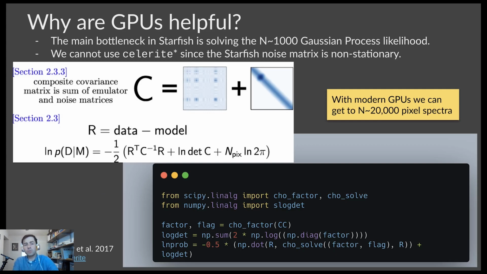Why? Well, GPUs are helpful because the main computational bottleneck in Starfish right now is basically inverting a 1000 by 1000 matrix for the Gaussian processes. You can't use celerite, which is a really fast version of GPs, because our matrices are inherently non-stationary, which is incompatible with celerite. But with a GPU, you could solve exactly this matrix inversion with up to, in my experience on modern GPUs, maybe 20,000 by 20,000 matrix. So essentially, almost any arbitrary size spectrum is going to fit into that. So that's great.